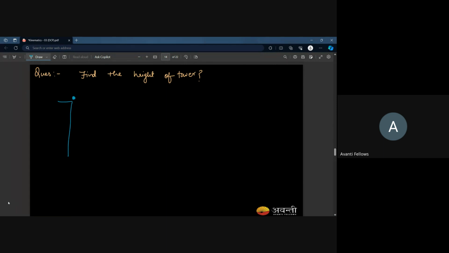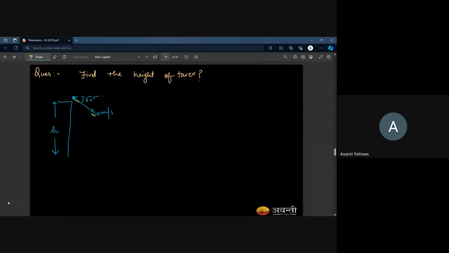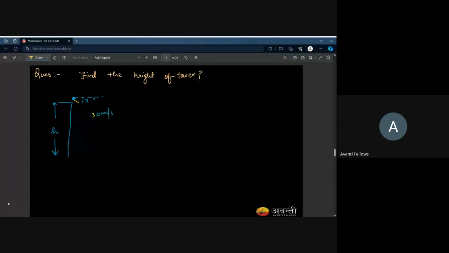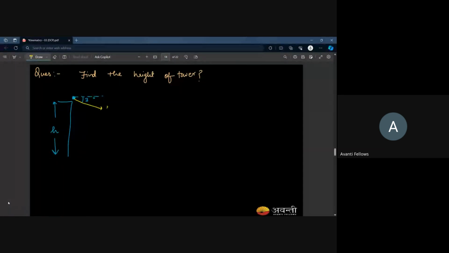And from here, I throw a ball making some angle 30° with the horizontal and with the velocity 30 meter per second. Okay. I want you to calculate this, this is small h. And one thing that you have here is when this ball, I need to give it a parabolic trajectory. This is 30 meter per second. Okay.